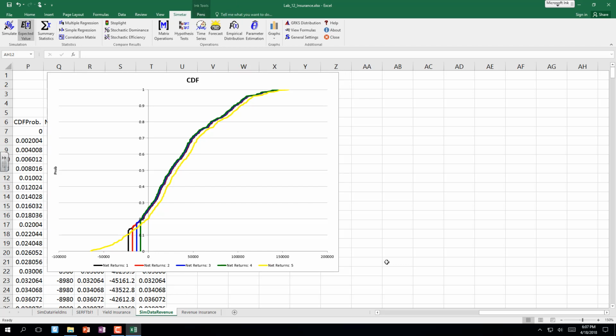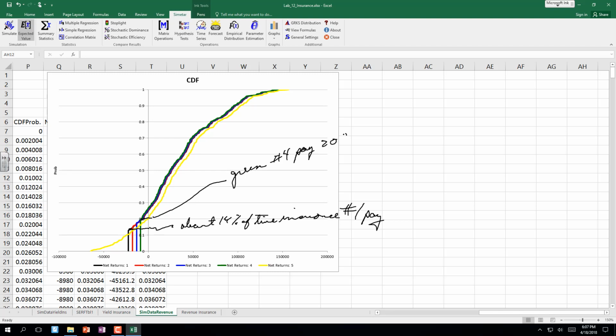What it's telling me is that if we take that black line and come over here, about 14% of the time, this insurance, number 1, is going to pay. Okay? And if you look at the green one, it's right at the 20%. So the green, which is number 4, pays 20% of the time. Okay?